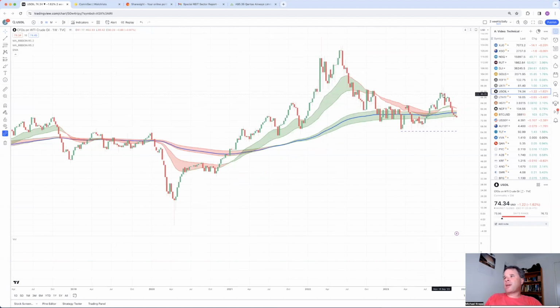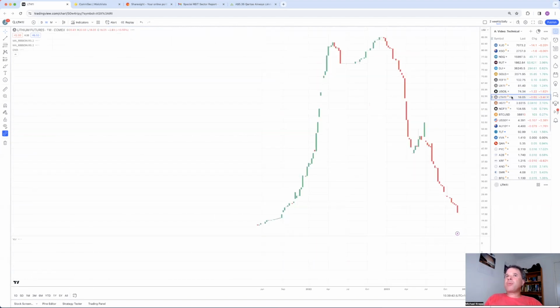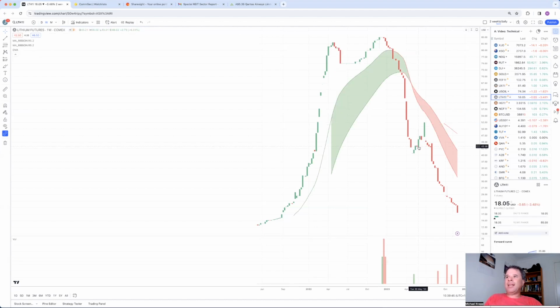We have seen oil prices come back the last 2 weeks. I'm not excited with oil right now. I don't own any oil companies at this point in time. I own one lithium explorer, and that's it. But look at lithium. Keeps going down and down and down.